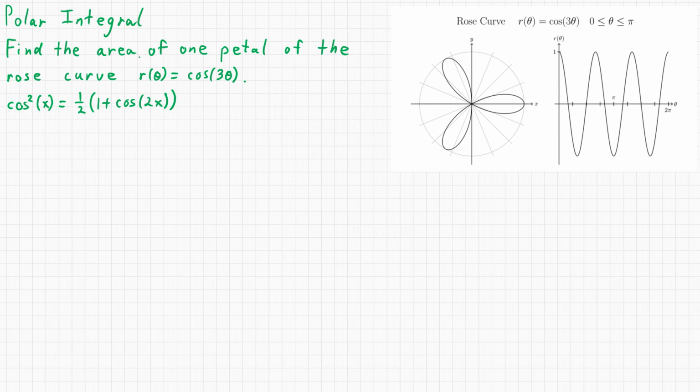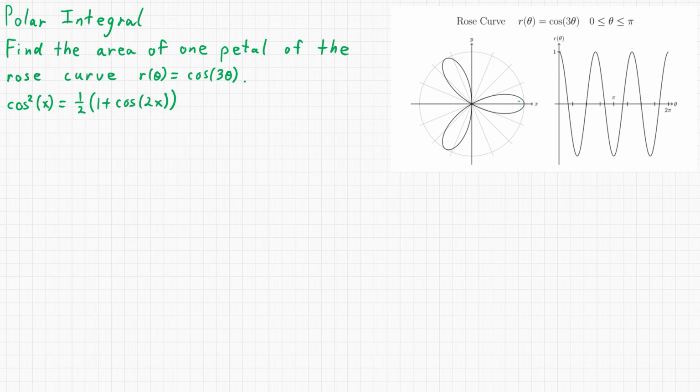For this polar integral, we're actually going to be integrating a polar graph. So we're going to find the area of one petal of the rose curve, a petal being kind of the petal of a flower. And that rose curve equation is r of theta equals cosine of 3 theta. I've also written this down below because we're going to need it to actually do the integral.